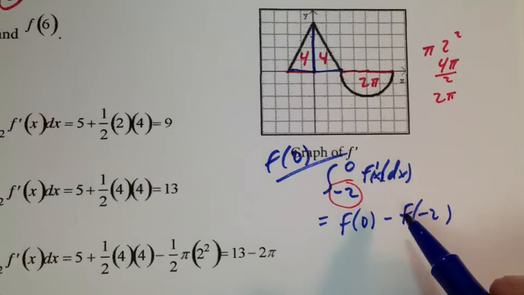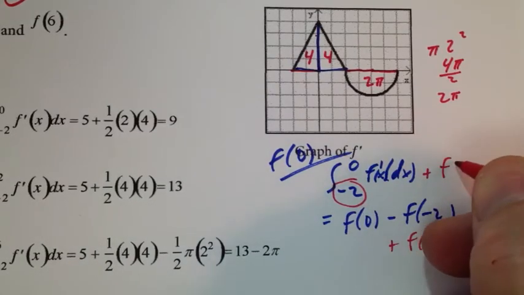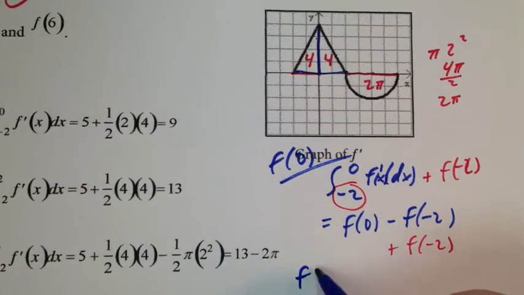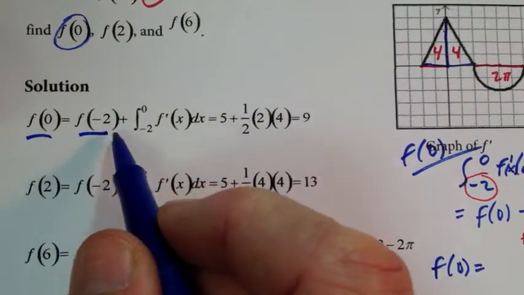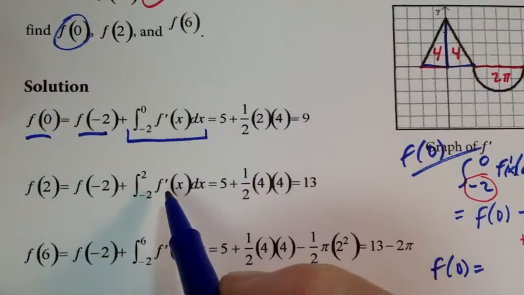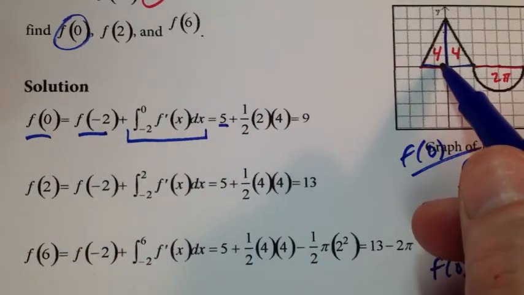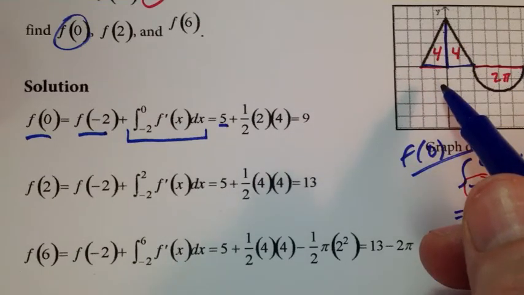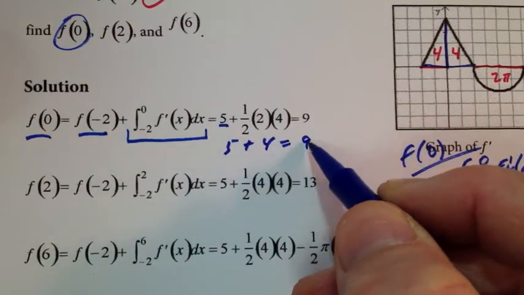Well, like I said, we're trying to find f of 0. Let's add f of negative 2 to both sides. We get f of 0 equals f of negative 2 plus this integral. Again, f of negative 2 is 5, and the integral from negative 2 to 0 would just be 4. So that's the way I would do it. I would go 5 plus 4, and I get 9.